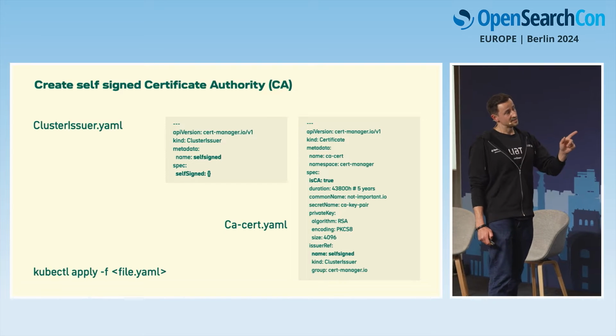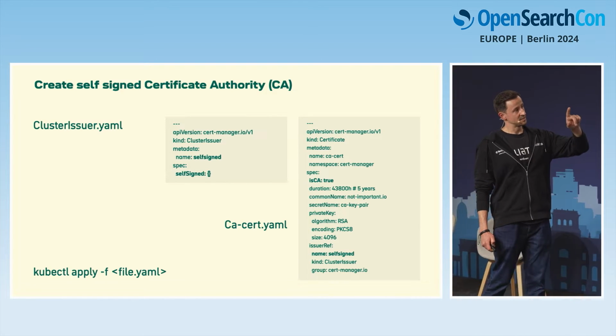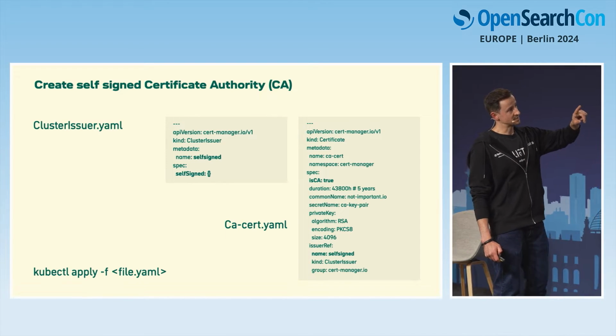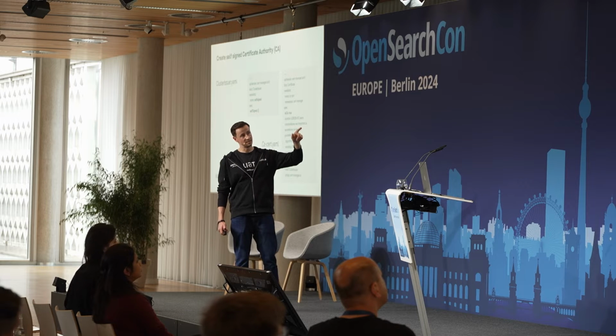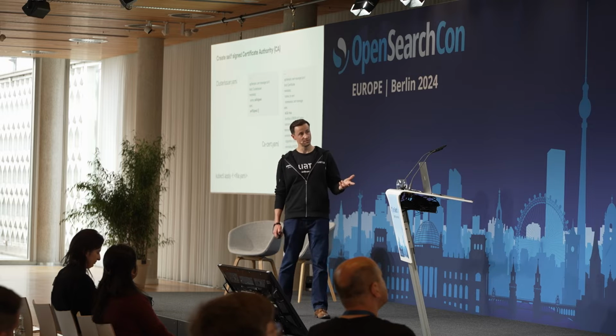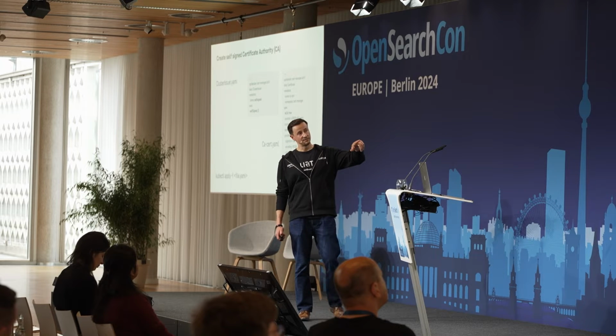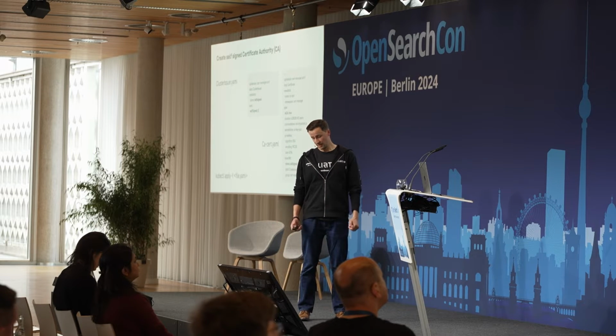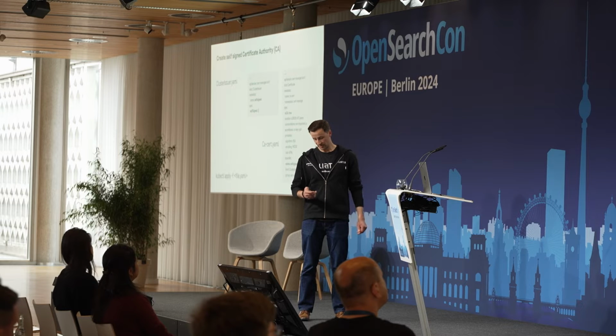The second part is to create the actual certificate. Notice the CRDs that I mentioned, that's the kind. So in the first one, the CRD is the ClusterIssuer. The second one is Certificate. Now we can use them. We create the CA for 5 years. We name the secret where we want to store it. And at the very bottom, we specify that we want to use the issuer reference of self-signed.